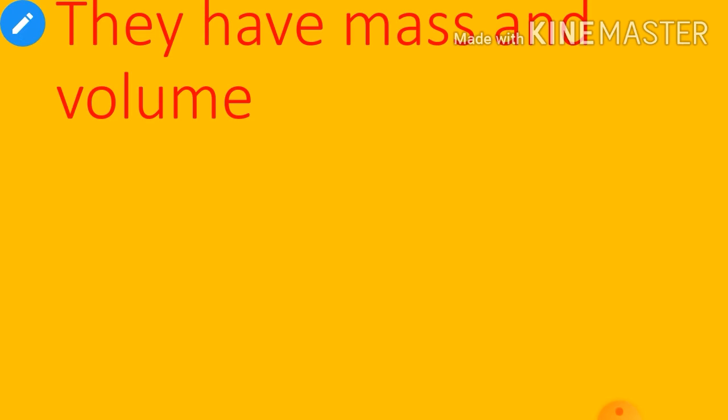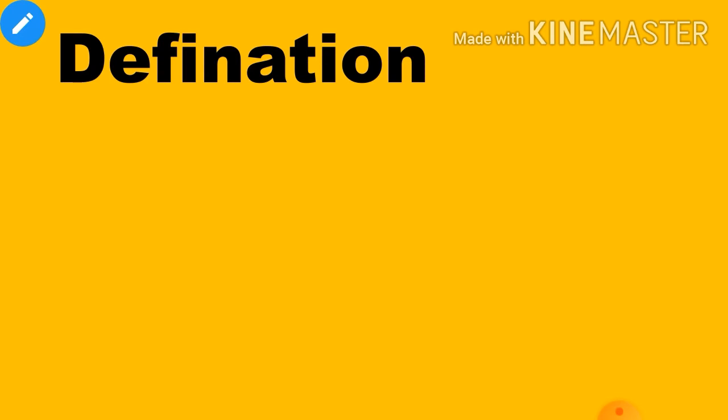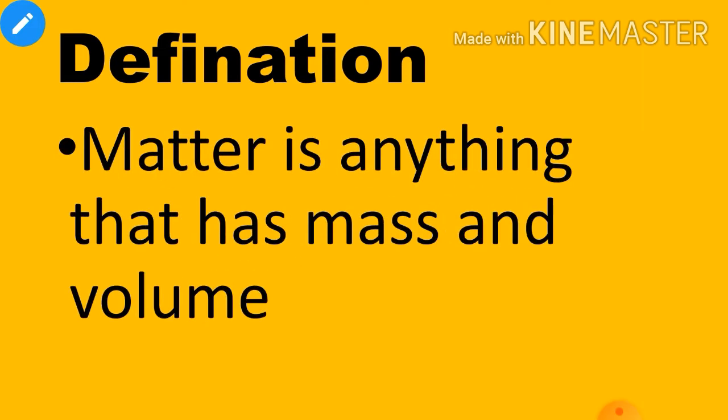and all these things have mass and volume. The things that we saw in the picture have mass and volume, and all those things are made up of a basic material called matter. So, what is its definition? Its definition is: matter is anything that has mass and volume.